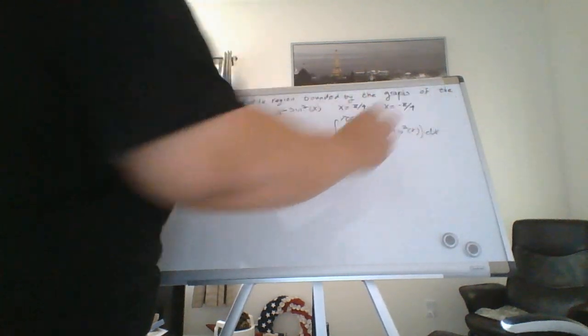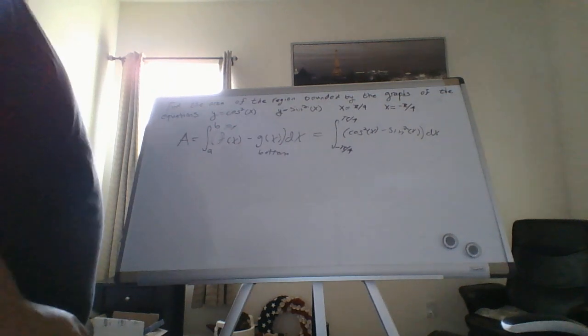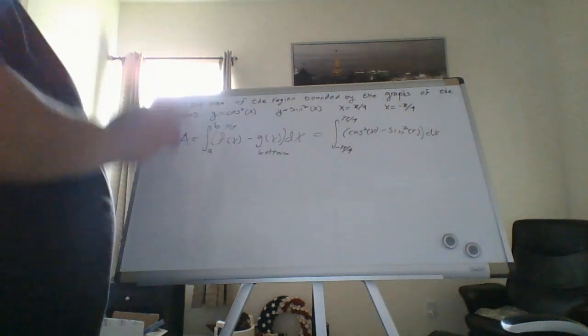cosine squared of x minus sine squared of x dx. So there it is, our integral.